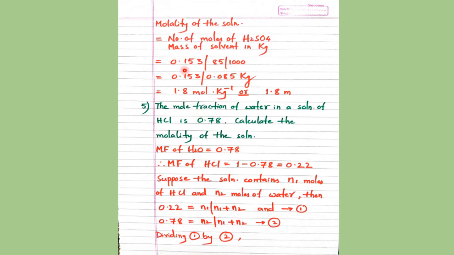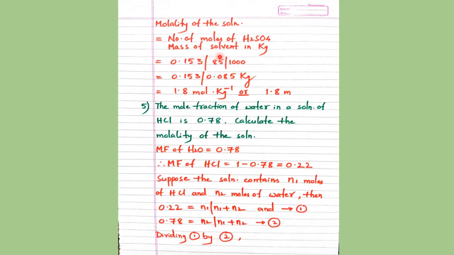Now we'll go to the molality of the solution. What is molality? Molality is equal to the number of moles of sulfuric acid by the mass of solvent in kilogram. So, what is the number of moles of H2SO4? It is the given mass divided by the molar mass. That is the number of moles.